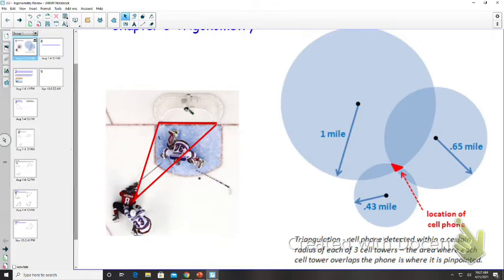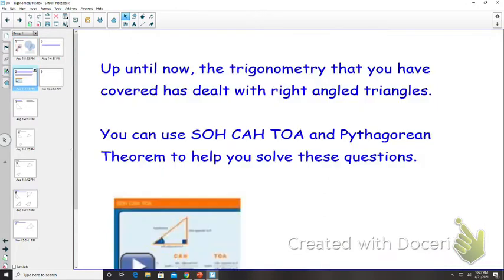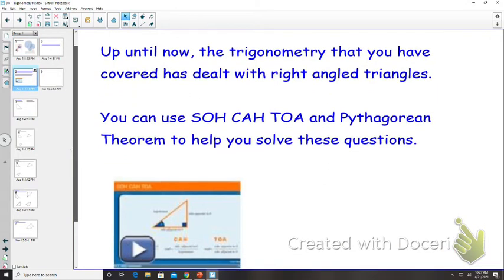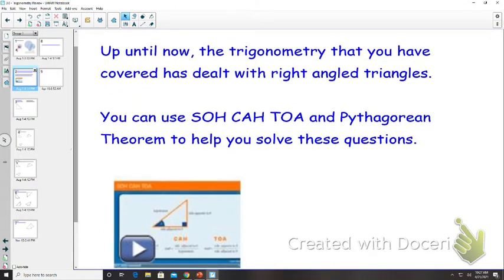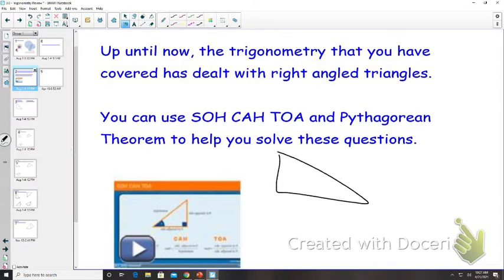So that's pretty nifty. Okay, so up until now, the trigonometry you have covered has dealt with only right-angled triangles. Right-angled triangles would look something like this, and we can use SOHCAHTOA and the Pythagorean theorem to help us solve these questions.